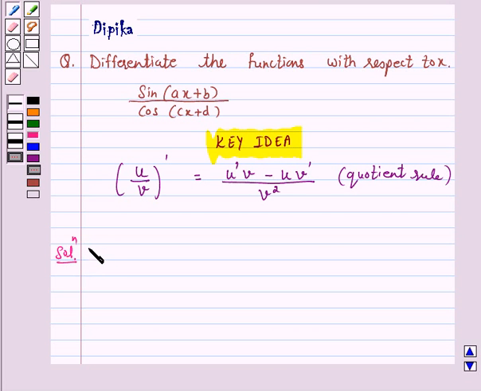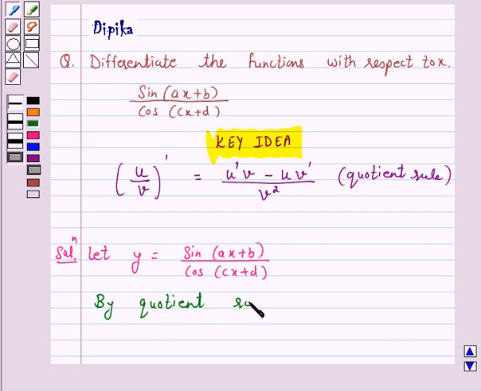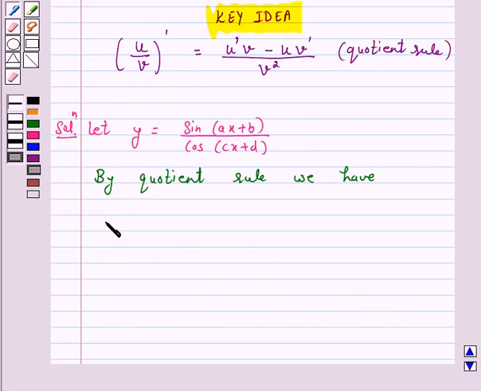Let y is equal to our given function sine of ax plus b upon cos of cx plus d. Differentiate both sides with respect to x. By quotient rule we have dy by dx is equal to, now here u is our sine of ax plus b and v is cos of cx plus d.